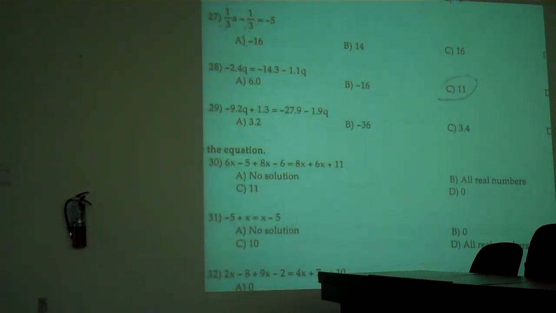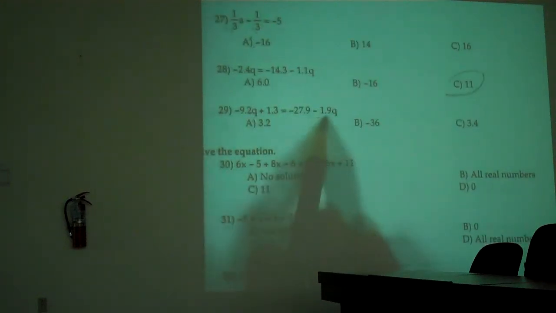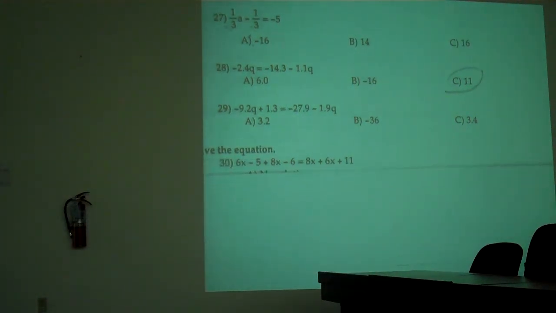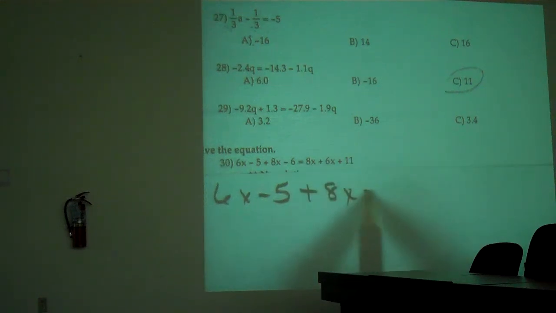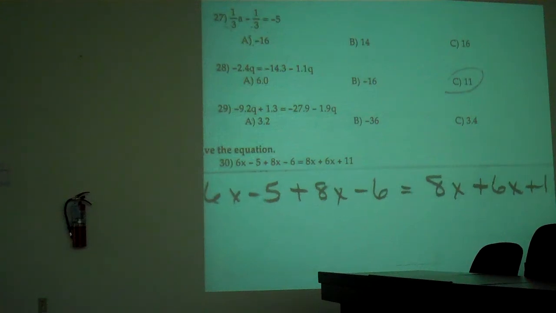Okay, let's go ahead. I'll let you work on this one right here. Make sure that you take your letters to one side, your numbers to the other. Variables on one side. Okay, and work that one. How about number 30? We have 6x minus 5 plus 8x minus 6 equals 8x plus 6x plus 11. Wow, barely fits.